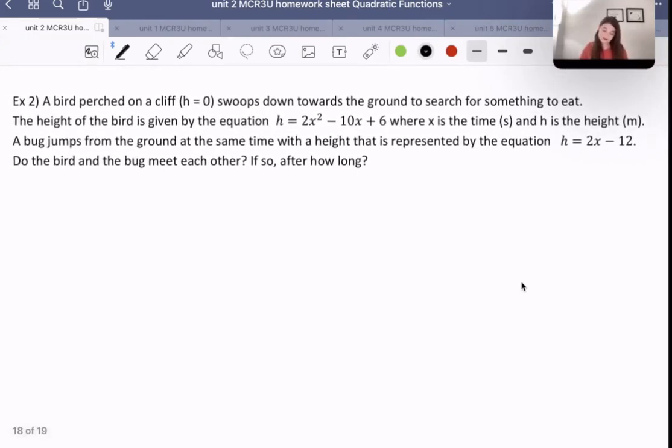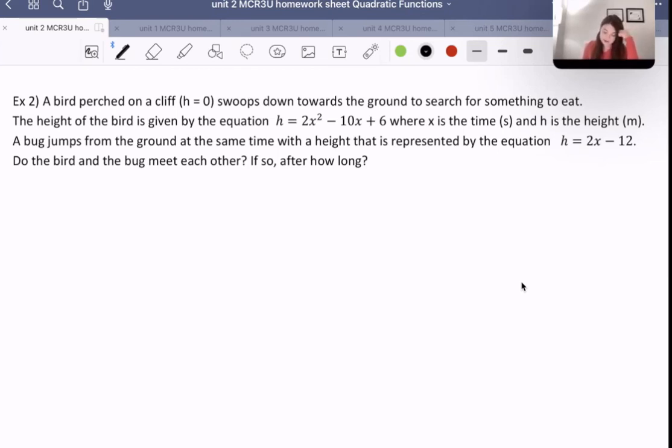A bird perched on a cliff, h equals 0, swoops down towards the ground to search for something to eat. The height of the bird is given by the equation h is equal to 2x squared minus 10x plus 6, where x is the time in seconds and h is the height in meters. A bug jumps from the ground at the same time with a height that is represented by h equals 2x minus 12.